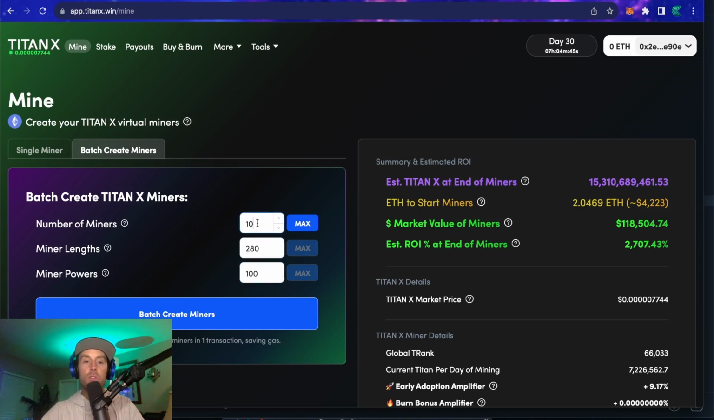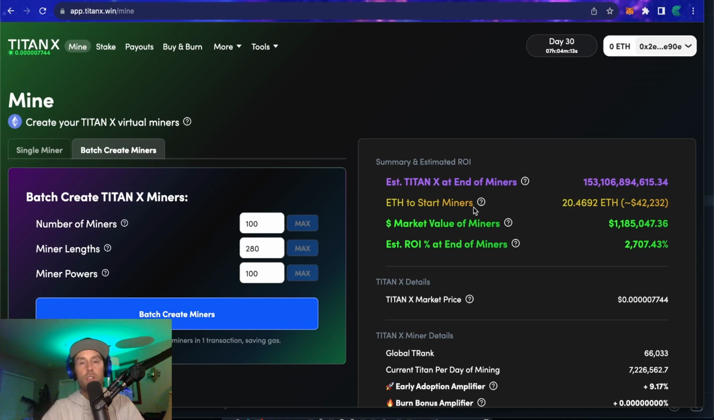But now you can do more than one miner, and I believe you can go all the way up to 100 miners at max power, or basically 100 miners at any length, any power that you choose. Okay, now, of course, the ETH cost is going to go up by the same amount as the value. So if you're doing 100 miners and they're 0.2 each, well, yeah, of course, it's going to be about 20 ETH to do this, but you can get a whole lot of miners done in one transaction.